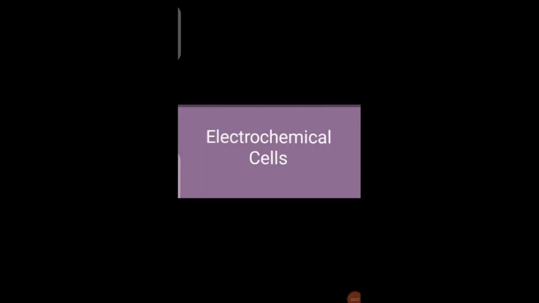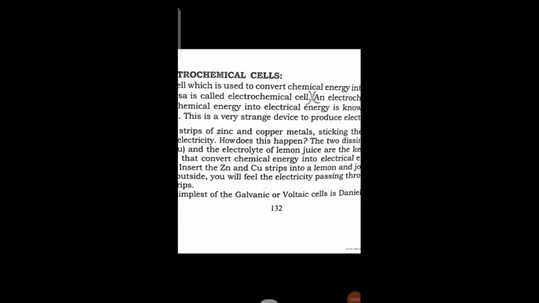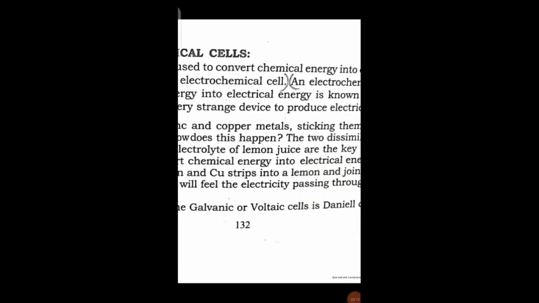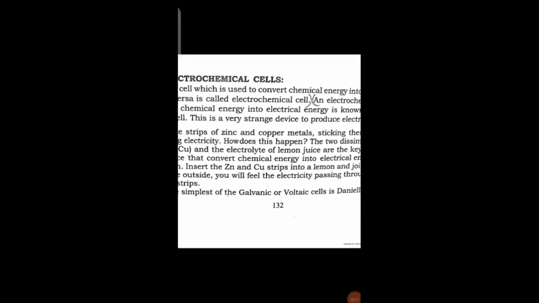Welcome students, today I am going to start the new topic, that is the electrochemical cell. What is an electrochemical cell? The cell which is converting chemical energy into electrical energy or electrical energy into chemical energy is called an electrochemical cell. We will talk about the galvanic cell or voltaic cell, that are the cells which are converting chemical energy into electrical energy. The example is the Daniel cell.